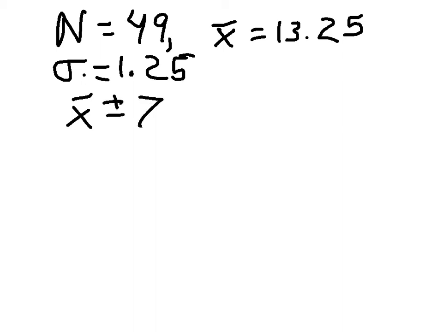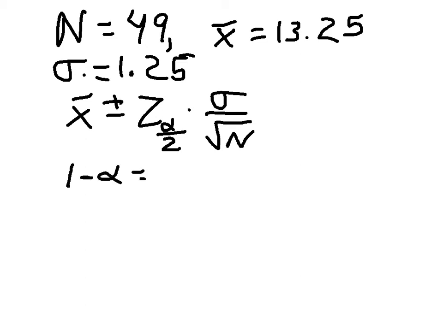So we have x bar plus or minus z with the subscript alpha over 2 times sigma over the square root of n. So the nice thing about these is that you're given 3 of the 4 pieces just in the story themselves, and the only thing that you have to do is find the value of the z with subscript alpha over 2. And since this is a 95% confidence interval, this is one of our particular favorites, we can just say 1 minus alpha is equal to 0.95, 0.95 referring to 95%.